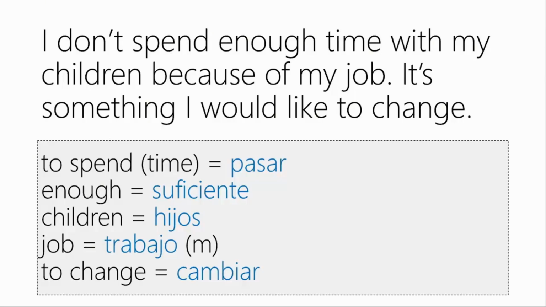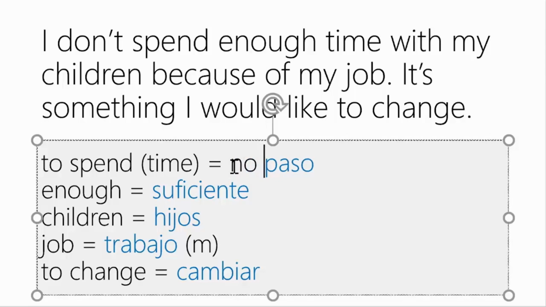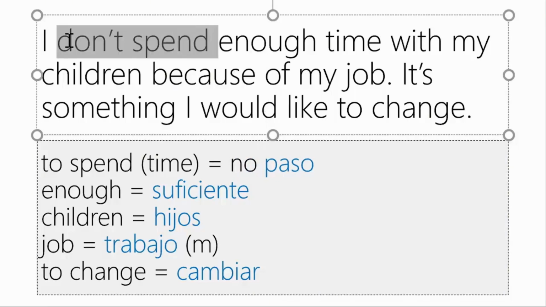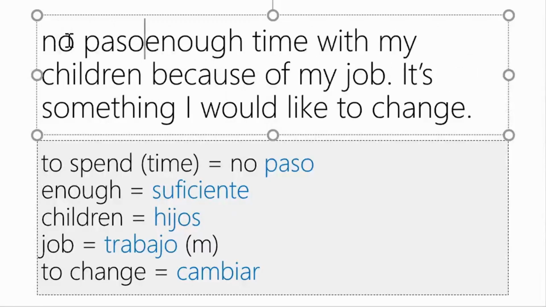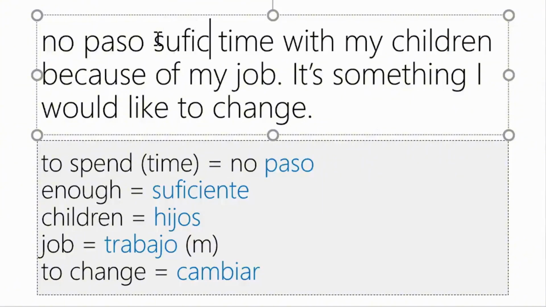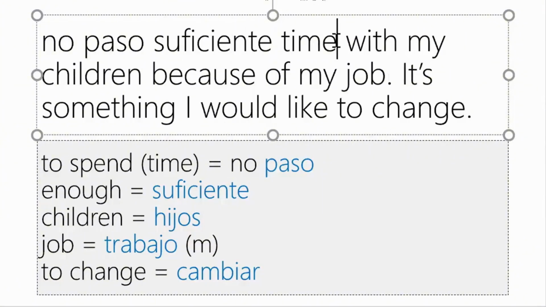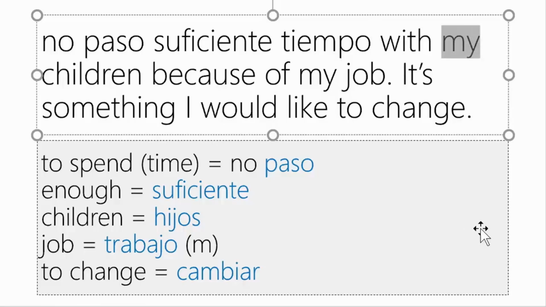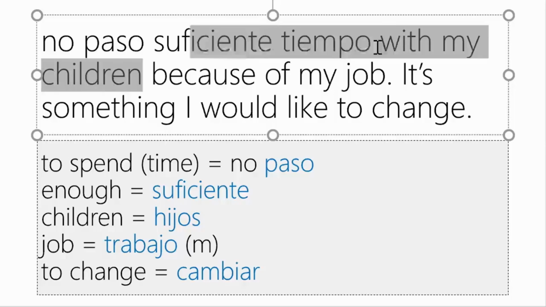We have I don't spend, and the verb is pasar. So knock off the AR, and paso would be I spend. Now I don't spend is of course no paso. So let's put it in up here. I don't spend, no paso. The word for enough is suficiente. And of course, time is tiempo. Now with my children, con, here we have another possessive pronoun, con mis hijos.